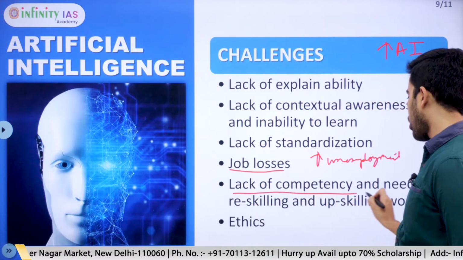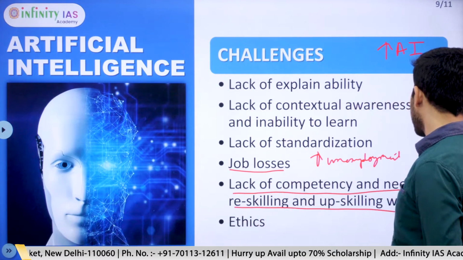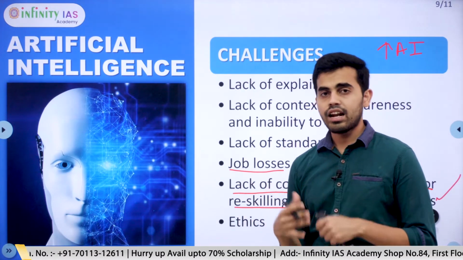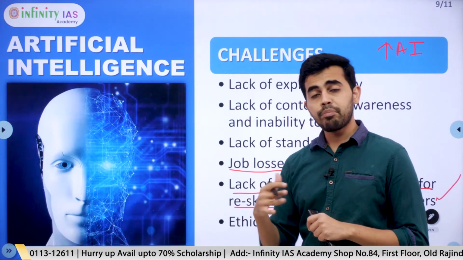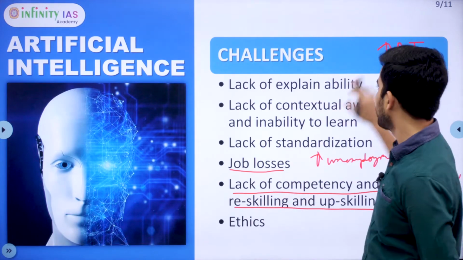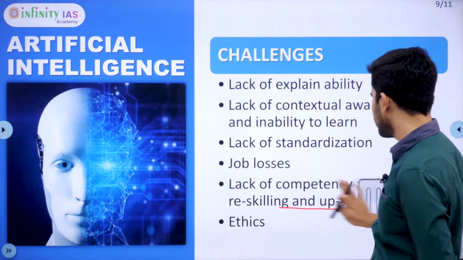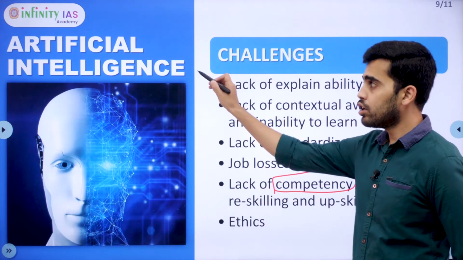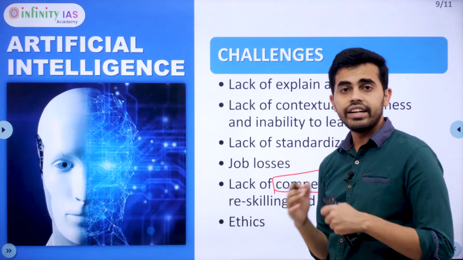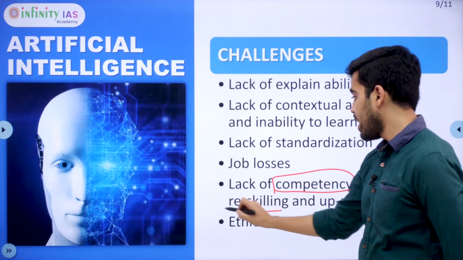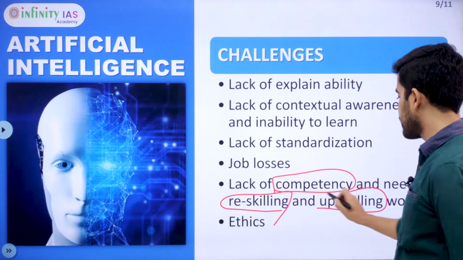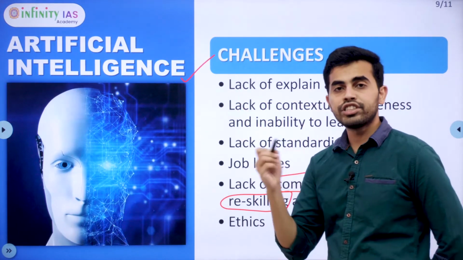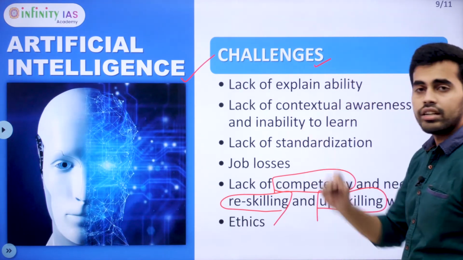Next is lack of competency and need for reskilling and upskilling workers. Like we have already seen, artificial intelligence is an upcoming technology and is rapidly developing. So the workers we have now, for example, a software engineer who is working in a company, will not have the competency to learn or to understand artificial intelligence now. So he has to either reskill himself or upskill himself at a very rapid rate to catch up with the rapid advancements in artificial intelligence. That is another challenge in AI.